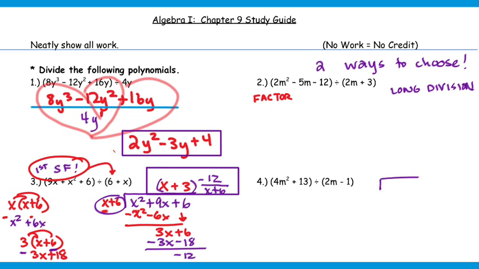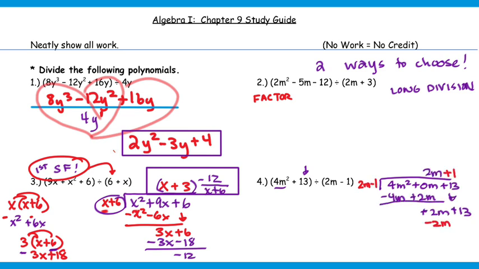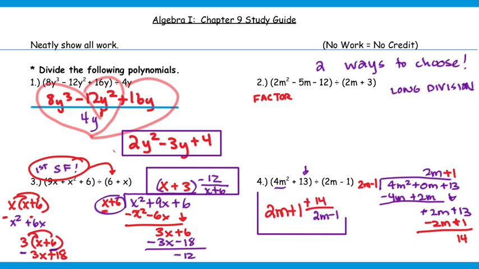Brings me to number 4, which is also a long division, but in this situation, I see that I do not have a b value. Because there is no bx, I have to represent that place value with a 0, or when I do my long division, it will get confusing. So now I go ahead and divide by 2m minus 1. I see it goes 2m times. I multiply that out, getting 4m squared minus 2m, and I take that away, getting negative 2m squared plus 2m.